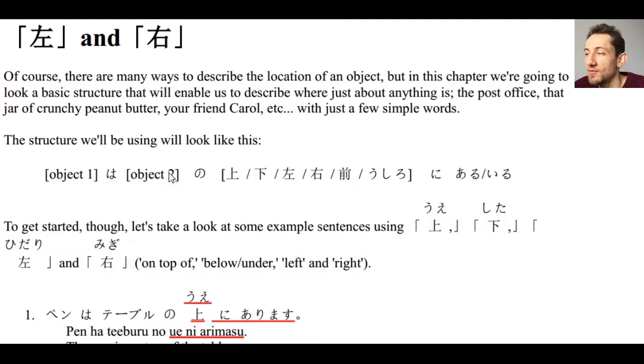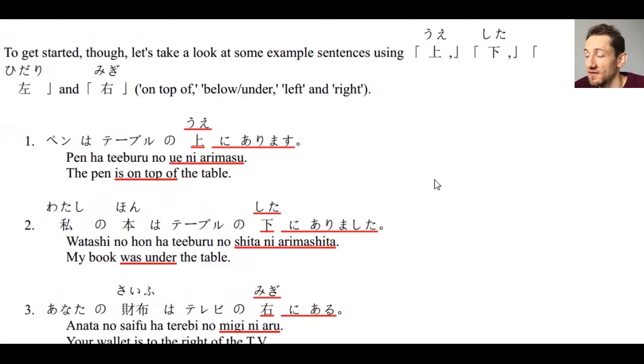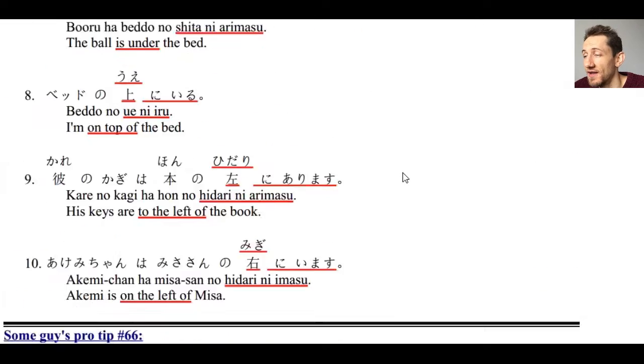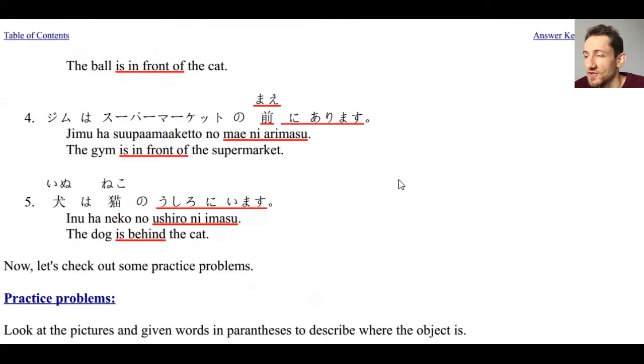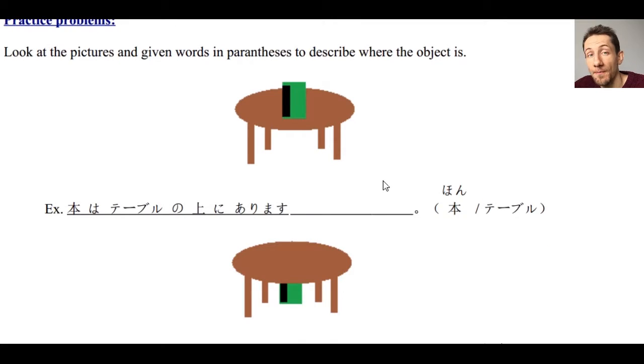So テーブルの上, テーブルの下. So it's like the second object possesses the location, the book's below, or the book's left, the book's right. So we need to use no. And then, of course, we use ni, and then aru and iru, depending on if it's a living, animate, or non-living, inanimate thing. So keeping this in mind, now we're going to do some practice.